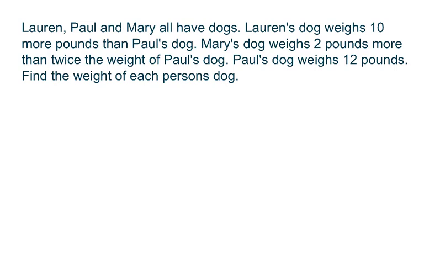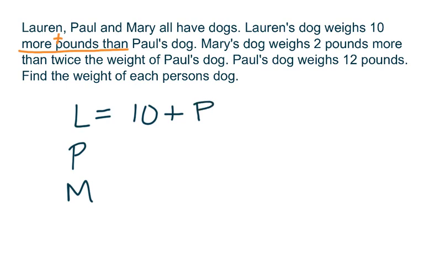So what I'm going to do is list Lauren, Paul, and Mary, and I'm going to start writing equations for each person so I can figure out how much each person's dog weighed. So here I have their first letters of their names in order to signify each person. Now, Lauren's dog weighs 10 more pounds than Paul's dog. When I see 10 more pounds, that shows me I'm going to be adding. It signifies addition. So 10 more pounds than Paul's dog. So Lauren is equal to 10 plus P, or Paul's dog.